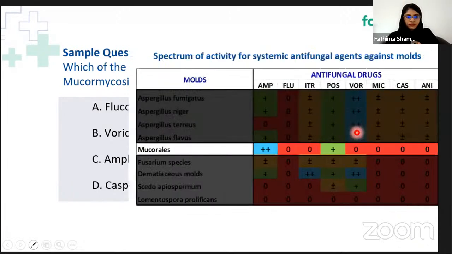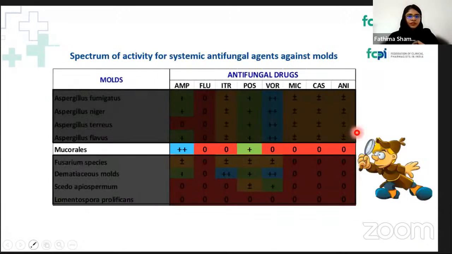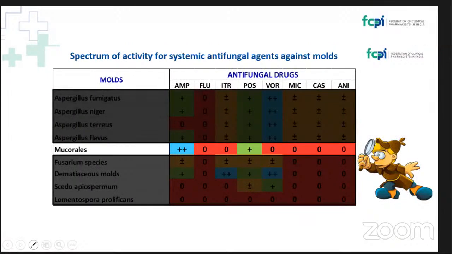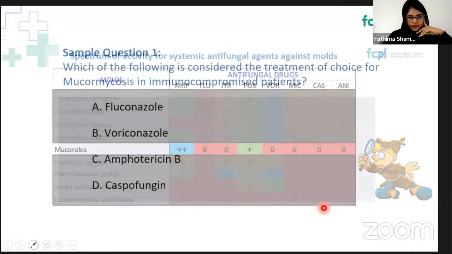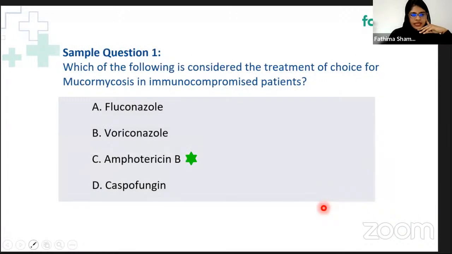I can give you a hint. So the answer is amphotericin B. Initially, amphotericin B is preferred. As step down therapy, usually they also prescribe an azole.